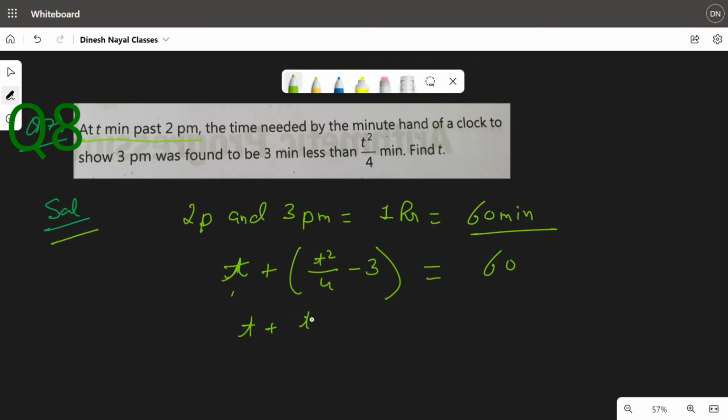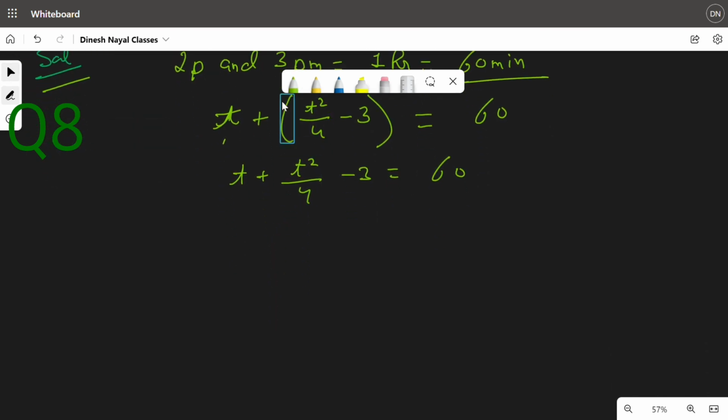So t plus t square by 4 minus 3 equals 60. Now multiplying throughout by 4. So this will be 4t plus t square, because the 4 and 4 would cancel, and minus 3 into 4 is minus 12, equals 60 into 4, which is 240.